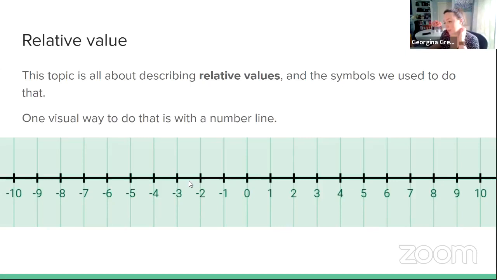One visual way is to do that with the number line. So you've probably seen something like this before. You'd be putting things in their relative values on a number line. That's something that's potentially introduced since primary school, understanding relative values. But we can do that with all sorts of things. Let's get the graphics tablet and we'll give you some examples.